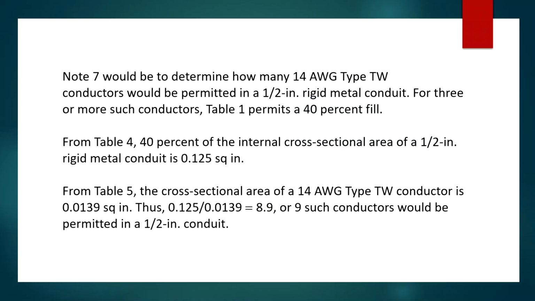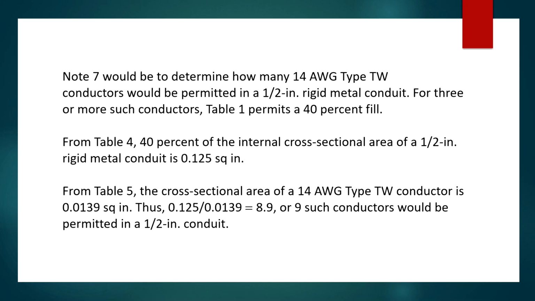So let's go down to the graphic. So here's the example for Note 7. What if I had, how many 14 TWs can I put in a 1/2 inch trade size rigid metal conduit? Now, for 3 or more conductors, we know that Table 1 says we're not going to fill it more than 40%. So it permits up to 40% of that fill. Now, if we go to Table 4, that's where we're going to find out what the actual internal cross-sectional area is of that trade size 1/2 rigid metal conduit. In this case, it's 0.125.